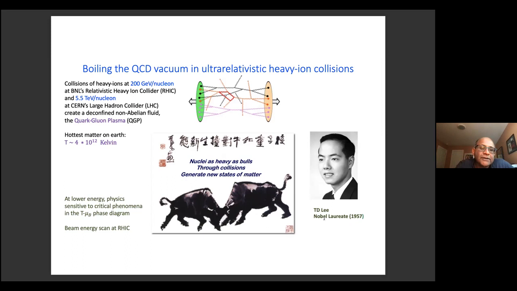I unfortunately will not have time to talk about an equally interesting set of phenomena where you have collisions at lower energies, where you also explore the QCD phase diagram in temperature and baryon chemical potential, where you have interesting phenomena related to phase transitions, quenches. So you can study things like Kibble-Zurek type non-equilibrium phenomena. And there's a beam energy scan at RHIC, which is exploring these sorts of questions, but unfortunately I won't have time to discuss that.